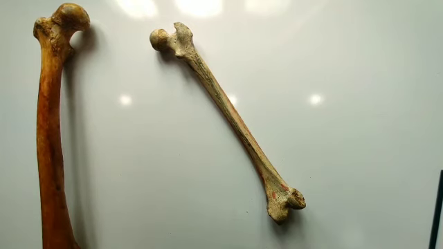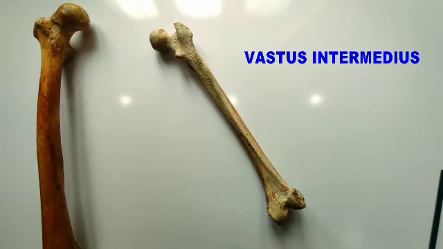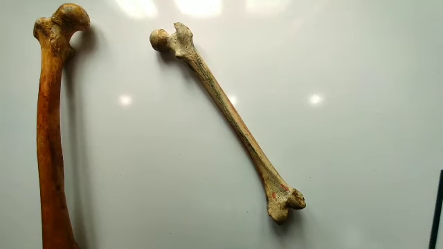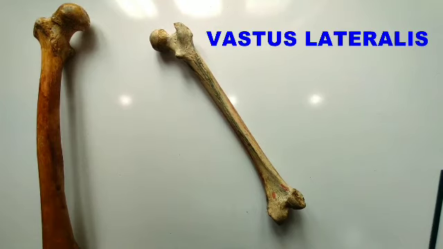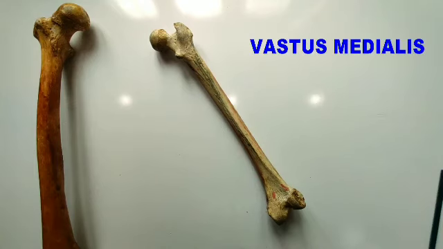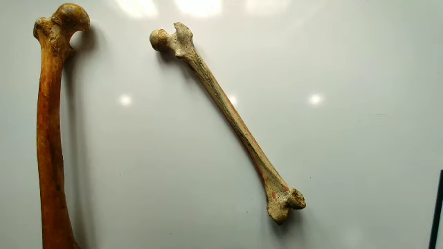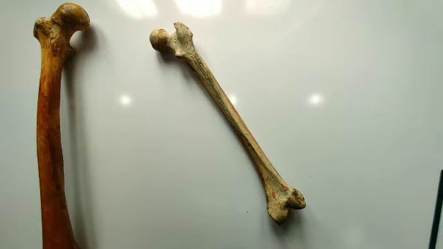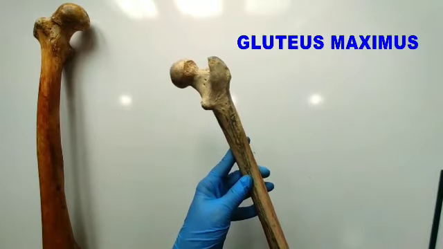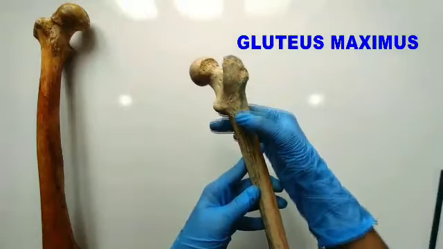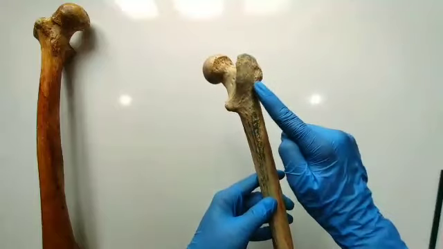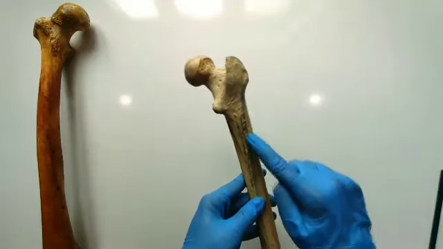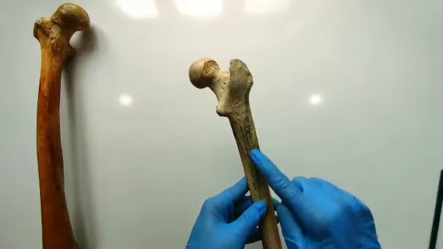So the first muscle is the vastus intermedius. It takes origin from the shaft. Then next muscle is the vastus lateralis. It also takes origin from the shaft. Then next is the vastus medialis. It also takes origin from the shaft. And next muscle is the adductor magnus, which is inserted to the shaft. Next muscle is the gluteus maximus, which gets inserted into the gluteal tuberosity over here. So here the gluteal tuberosity, which gives insertion to the gluteus maximus muscle.